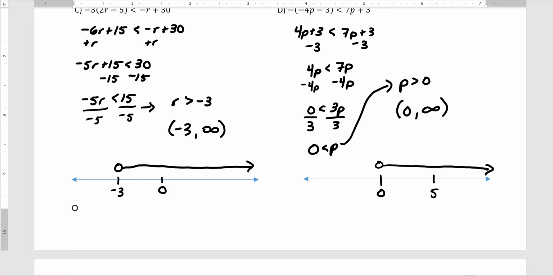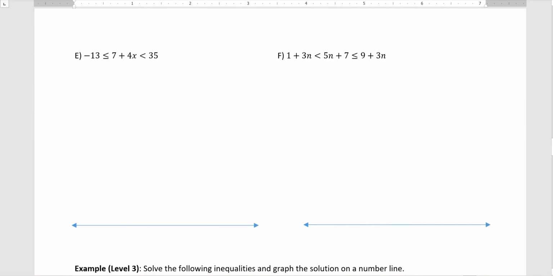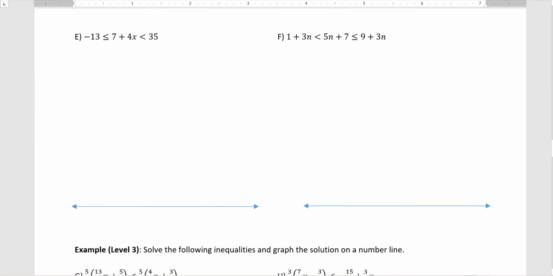All right. Why don't you guys go ahead and try a couple on your own, well, no, let's do letter E together now that I see it. This is a compound inequality. Looking at this compound inequality, negative 13 is less than or equal to 7 plus 4x, which is less than 35. If you see something like this, our goal is to get our variable isolated in the center of the inequality. So let's do that.